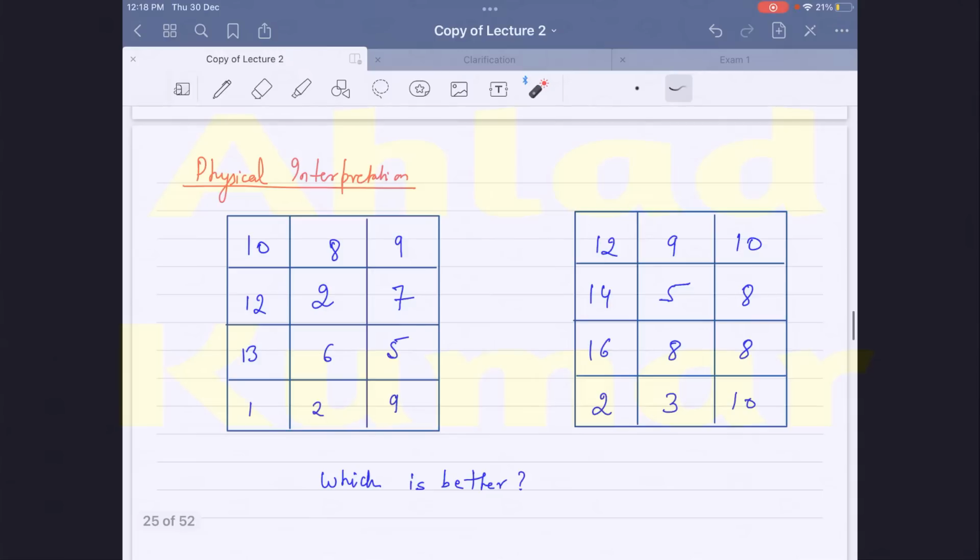The physical interpretation is that we have two solutions for this. One is this and another one is this. The question is which one is the better one. Obviously the right one is better, because the returns that you get for each of these individual states are greater than the returns in this particular solution. On the left side, for each of these states, the returns are less as compared to the right side.